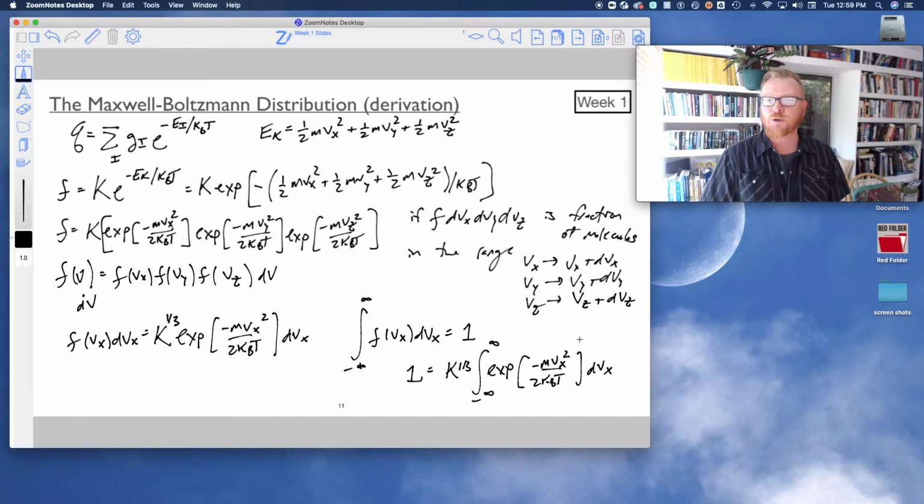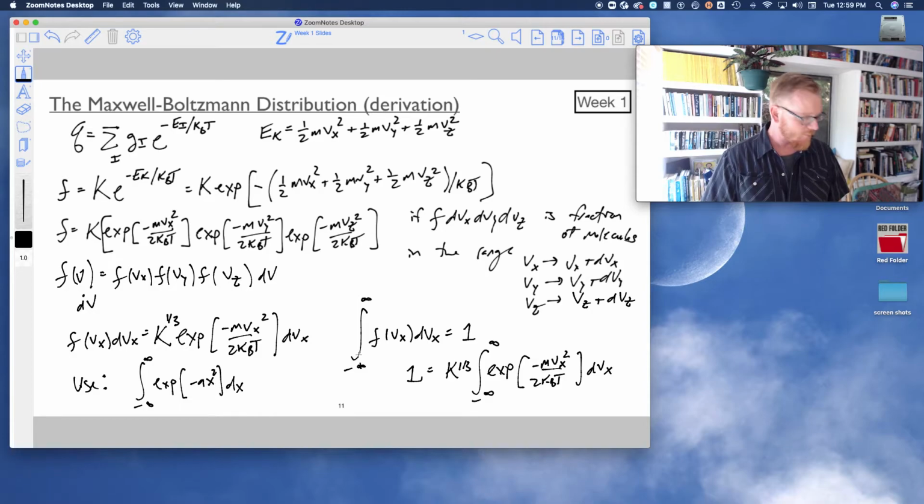However, I'm a huge fan of integral tables. And as it turns out, there's a standard solution for this integral, and it goes as the following. When you have an integral from negative infinity to infinity of exponential negative ax squared dx, and if you compare this to this, they're the same. My a is m divided by 2kbt.